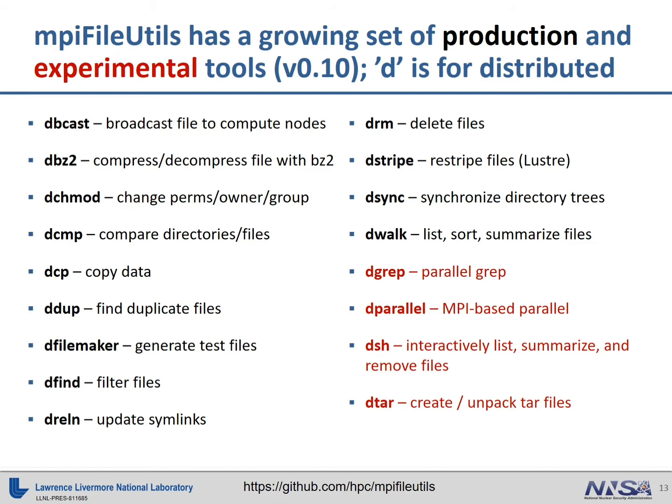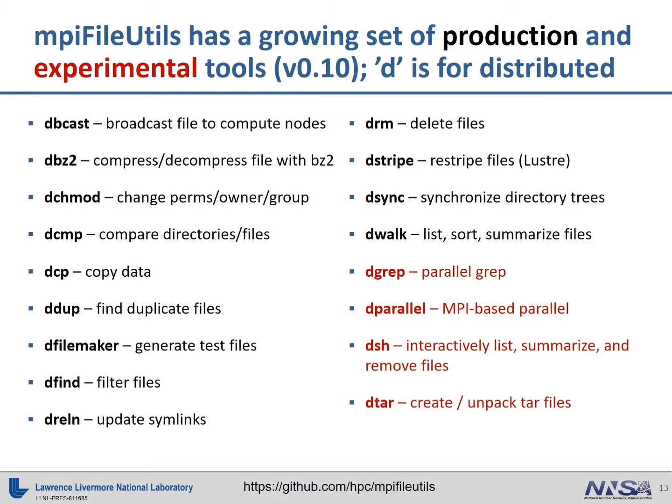dbz2 is a parallel compression tool. dchmod is kind of like a combined change mode and change group. It allows you to change the permission bits, the owner ID, and the group ID on a set of files in parallel. dcmp is a parallel compare tool. It's useful for comparing the bytes between files of a source and destination directory to identify whether you have an identical copy or not. dcp is a parallel copy tool that you've seen already.